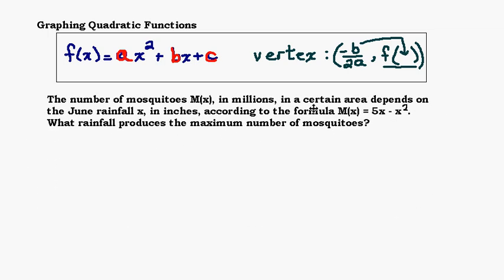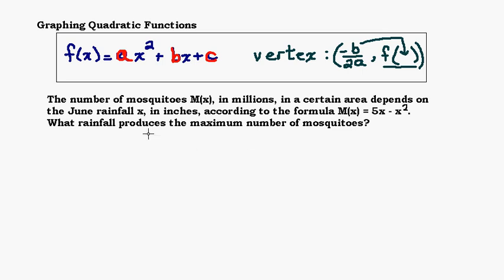So here it is. The number of mosquitoes, m of x, in millions in a certain area depends on the June rainfall x in inches. So x is the amount of rainfall in June given in inches. According to the formula, m of x equals 5x minus x squared. What rainfall produces the maximum number of mosquitoes?